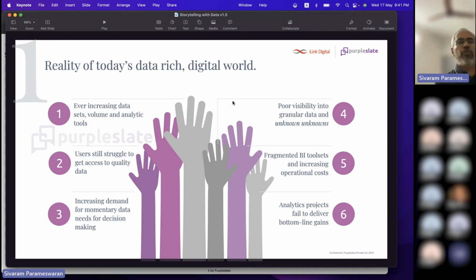And in terms of the reality of the data rich world today, there are a few points. We are increasingly collecting very, very large volumes of data at a tremendous velocity, right? Still, getting access to quality data is a challenge. And the third one is also very essential: more and more, we have the need for momentary access to data. What do we really mean by momentary access? Say, when we go to the popular search engine, we are looking for something like what is the weather today, or what is the score of this, we just ask the search engine and we get the answer.